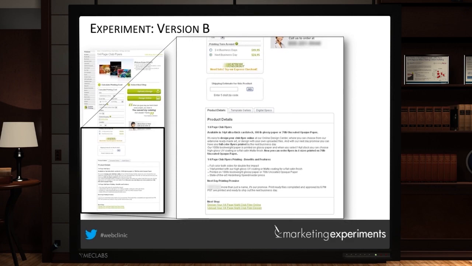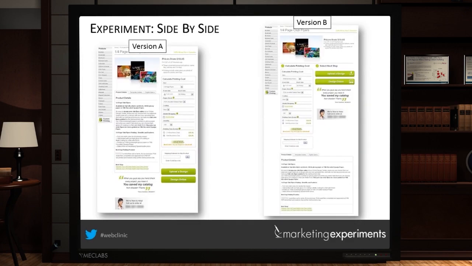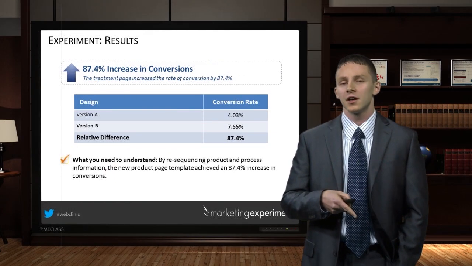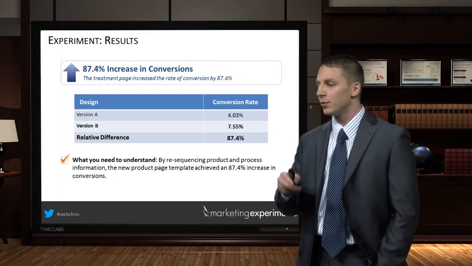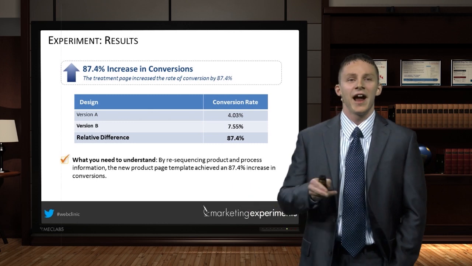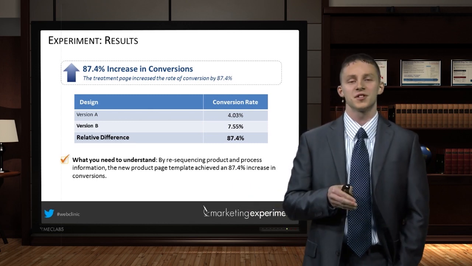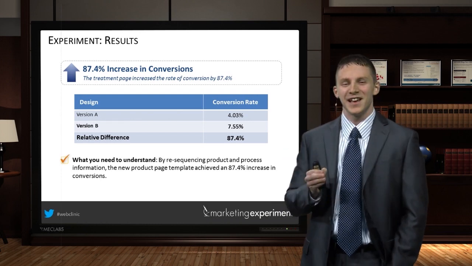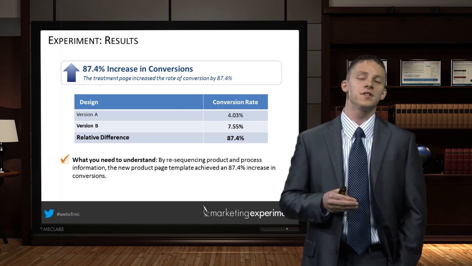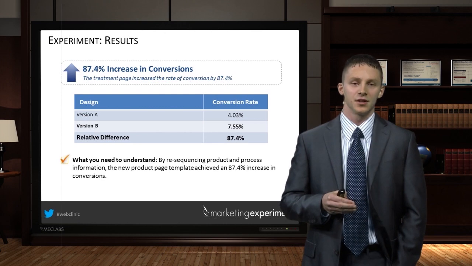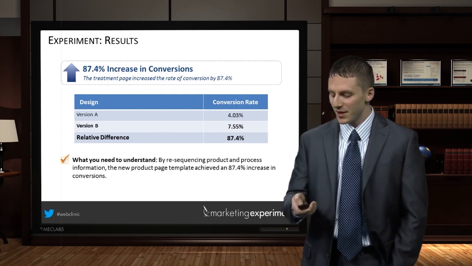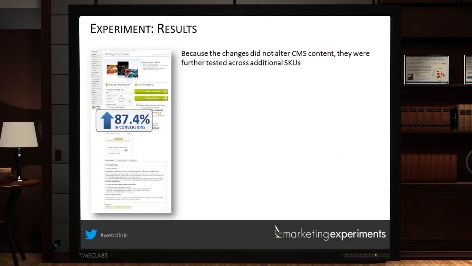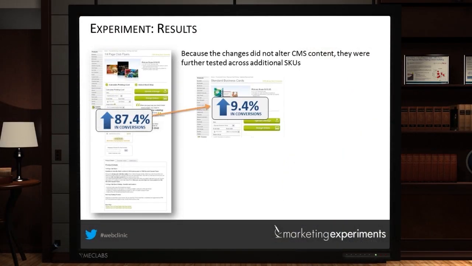What were the results? 87% more. That's purchases. That's not clicks. That's not necessarily people clicking into the next step. We're actually seeing more purchases, 2, 3, or 4 steps down the line. And we achieved that simply by resequencing the product information. We didn't actually change anything in the CMS. And the great thing about this is, because changes weren't made in the CMS, we tested it on other product pages.